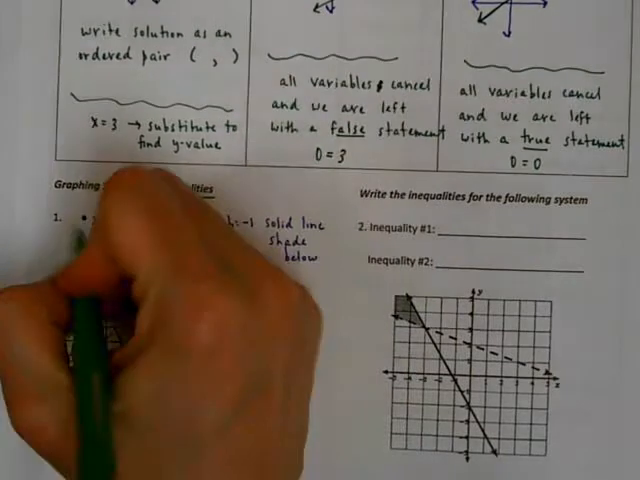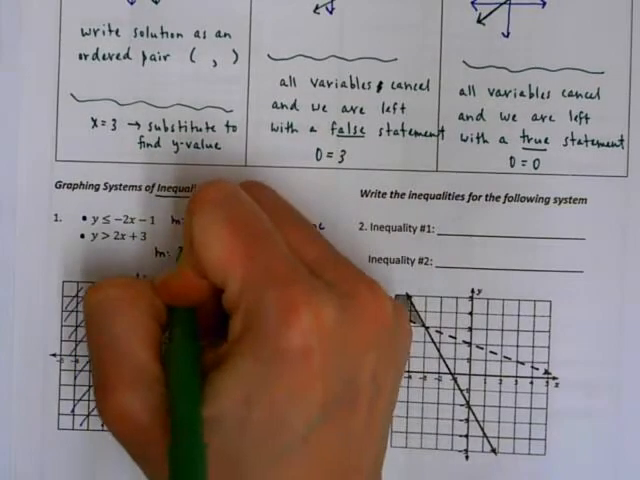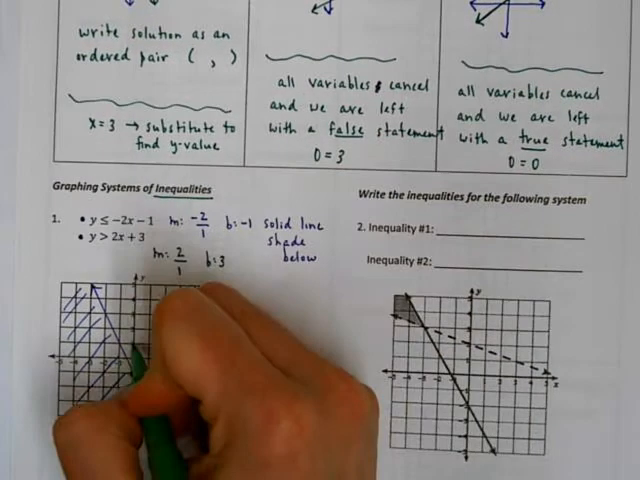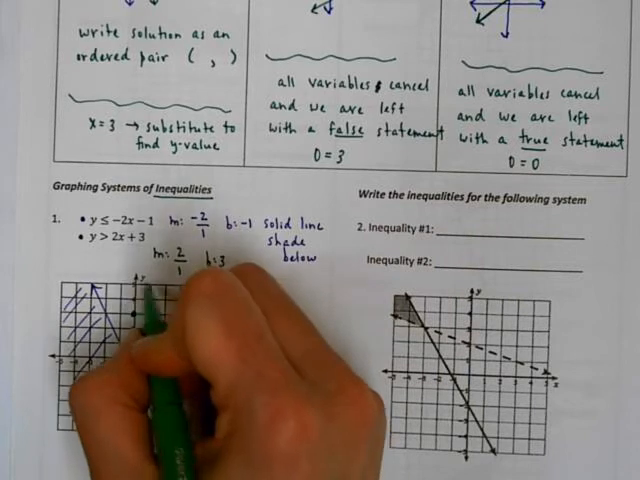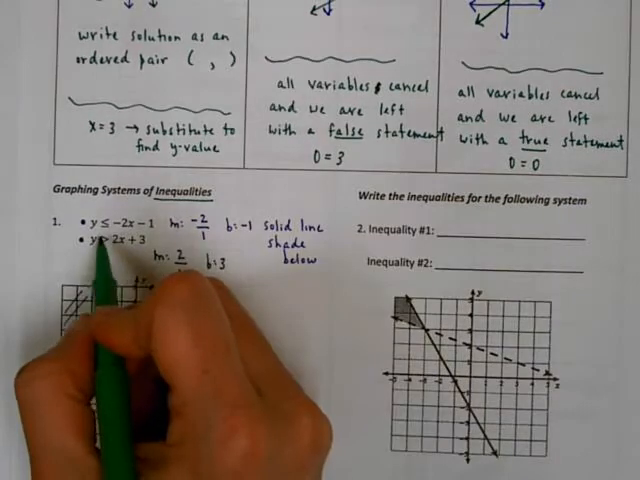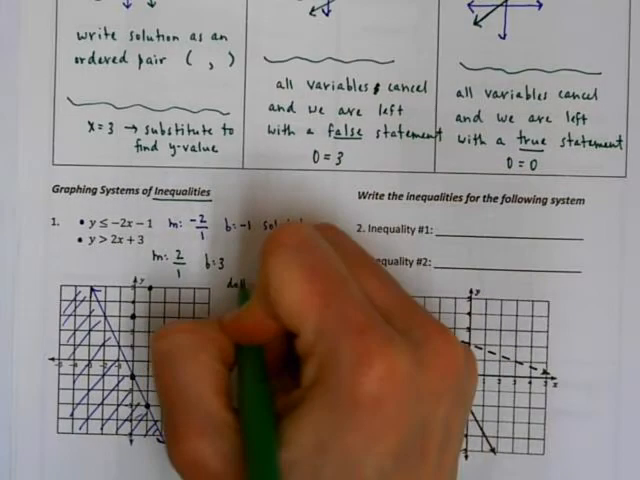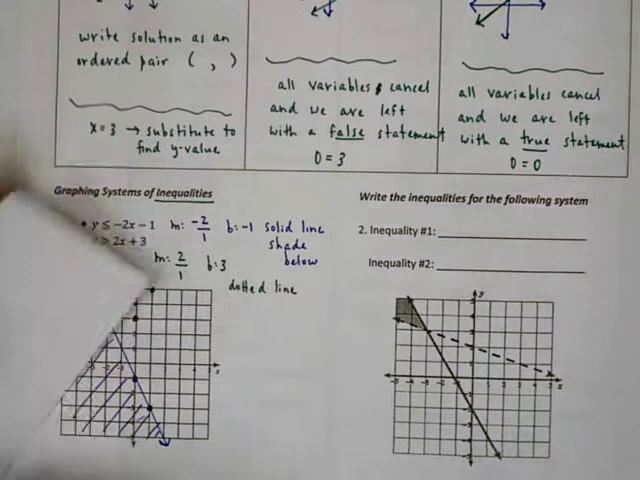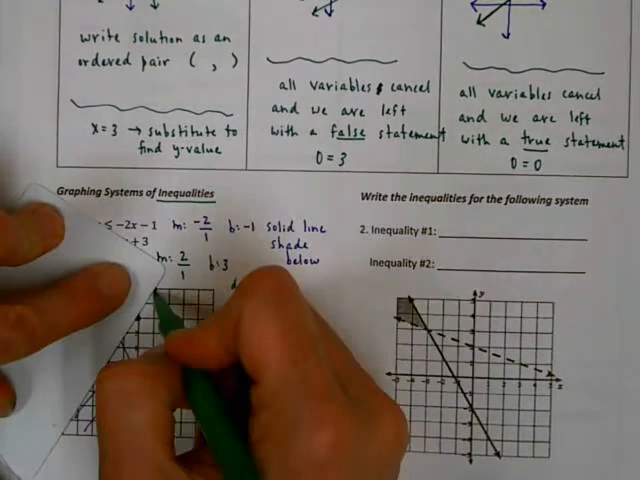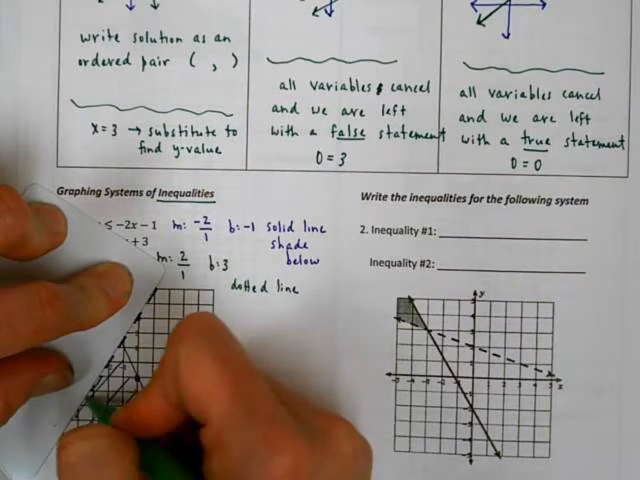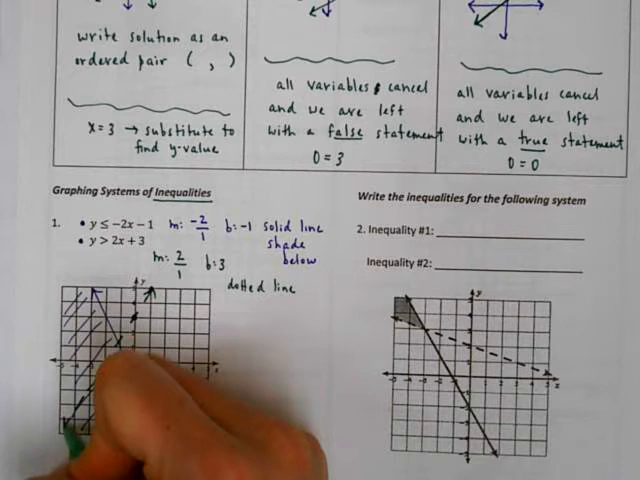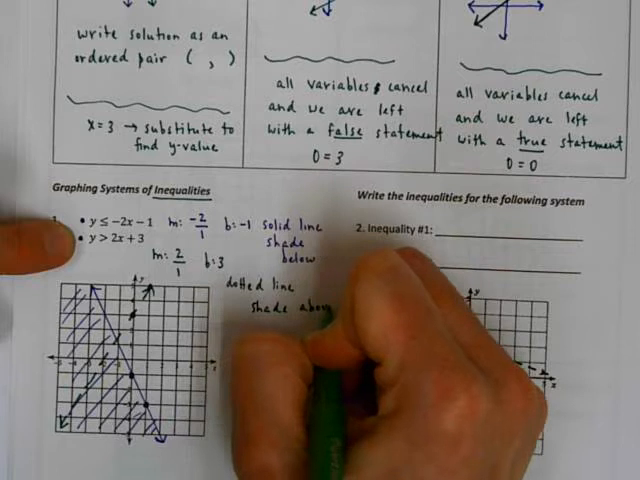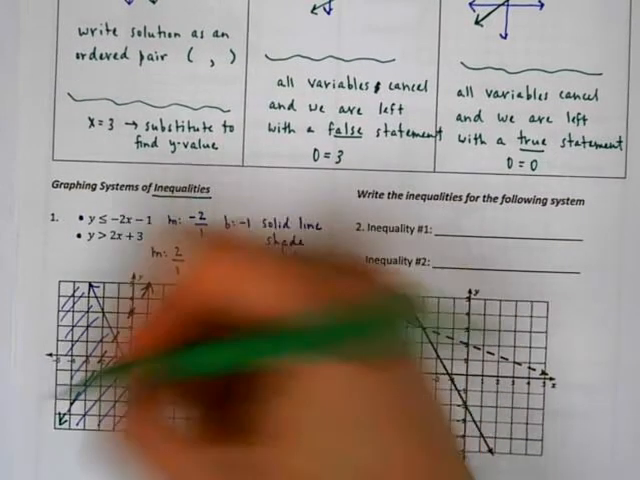Now for my second line, I have m is a positive 2, so 2 over 1. My b is a positive 3, so I'm going to go up 3. I'm going to go up 2 over 1. And now this time, since it's just greater than, I'm going to use a dotted line. So I am going to draw in my line with a dotted line all the way across. And now because it's greater than, I'm going to shade above. So if I pick any point on the line, I want to shade above it.